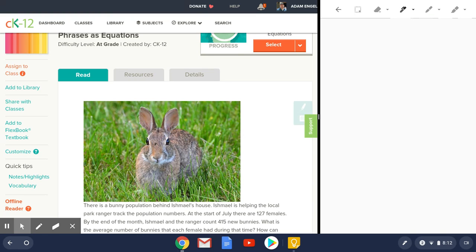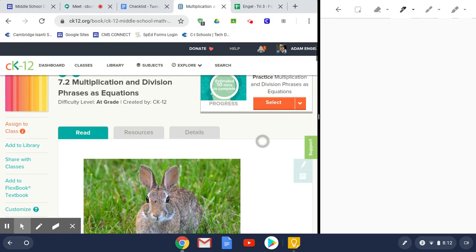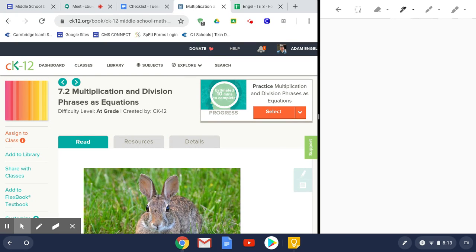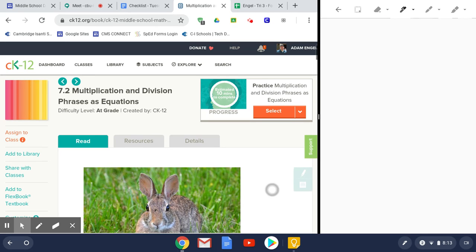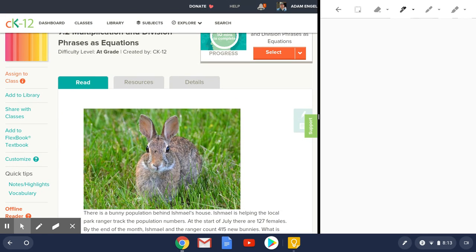Alrighty, but without further ado, we're going to begin here. So CK12, there is a link on Google Classroom. It's multiplication and division phrases as equations. You should open that up and see this cute little bunny right here.